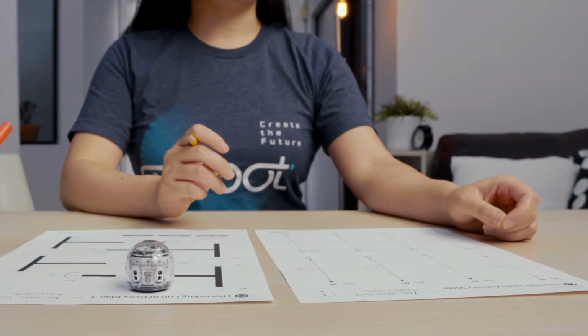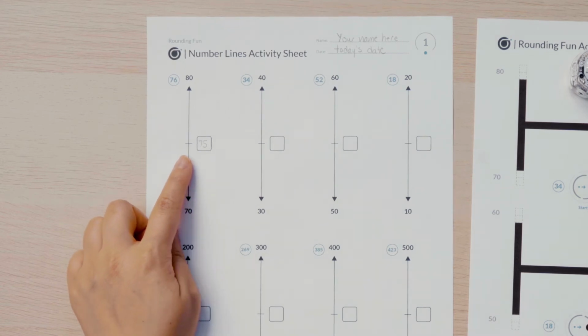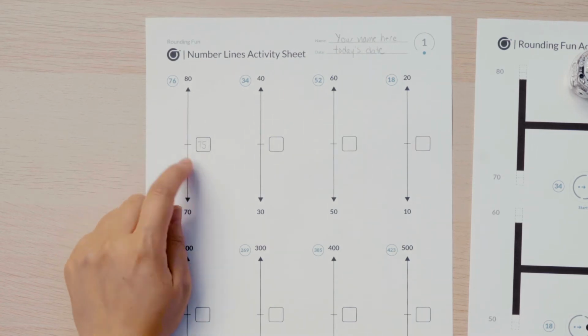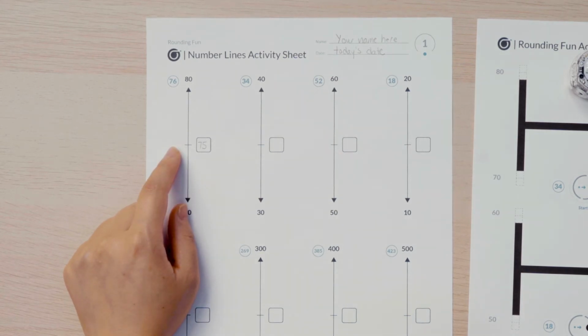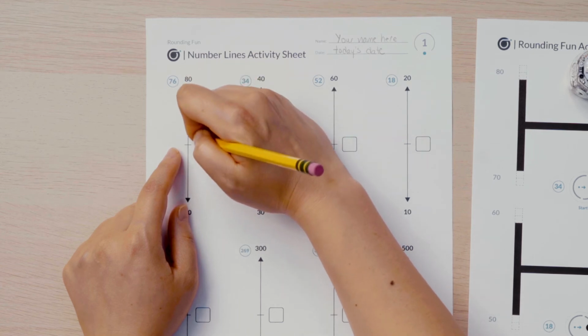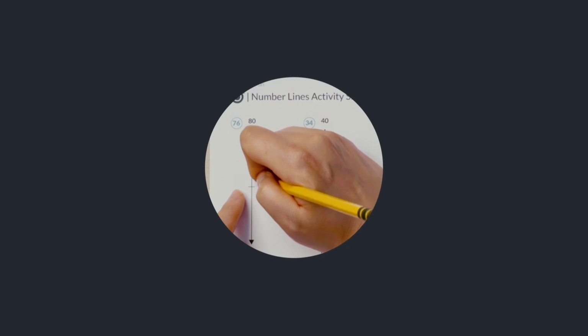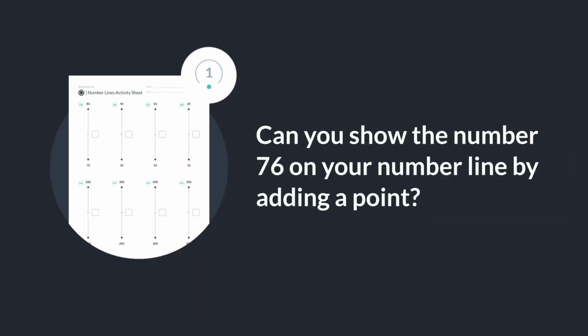Now that you have added the midpoint range between 70 and 80, you can plot the number 76 on the number line. Let's think. Is the number 76 more or less than 75? That's right. 76 is more than 75, so I will put a dot or point above the number 75 on the number line. Can you show the number 76 on your number line by adding a point?